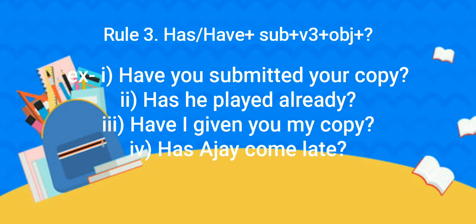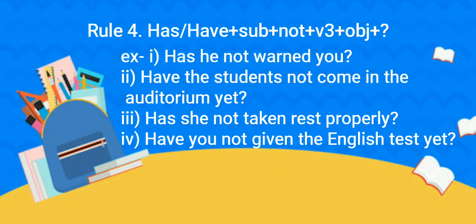Now, we will understand rule number 4. Rule number 4 is based on interrogative negative sentence. Rule says has or have plus subject plus not plus third form of the verb plus object plus question mark. Why do we call it interrogative negative sentences? Because these are question sentences plus we use negative word like not.